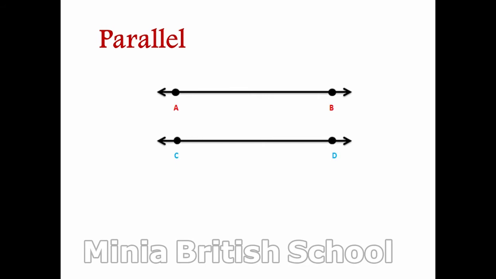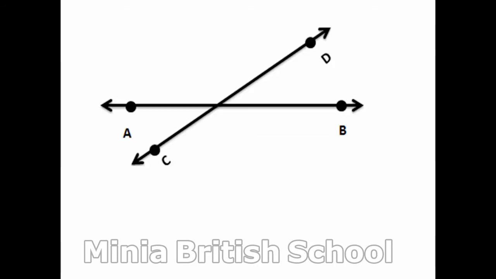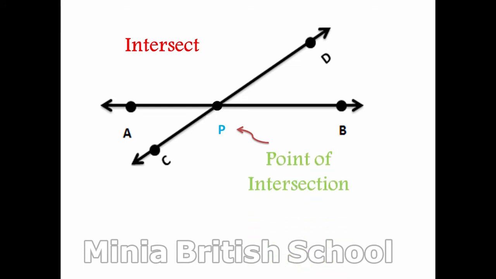You have probably heard the term parallel before, like parallel parking or parallel bars. Here, the two lines aren't parallel. In fact, they cross at this point. Let's name it point P. When lines cross at a point like this, we say that they intersect, and we call the point an intersection.